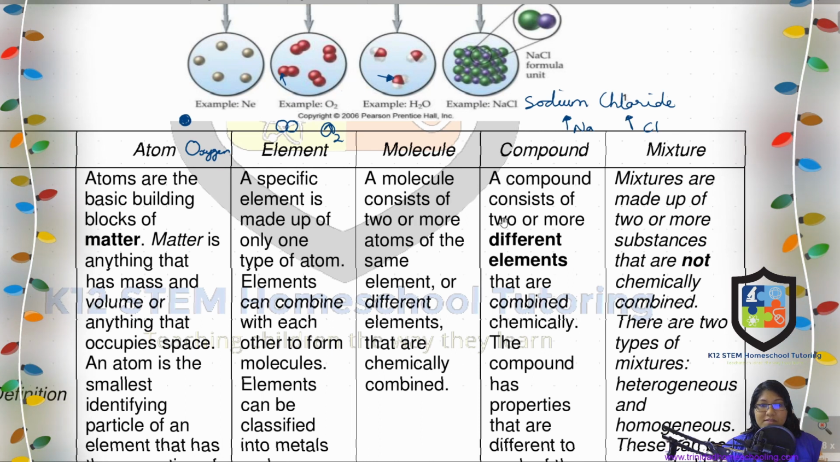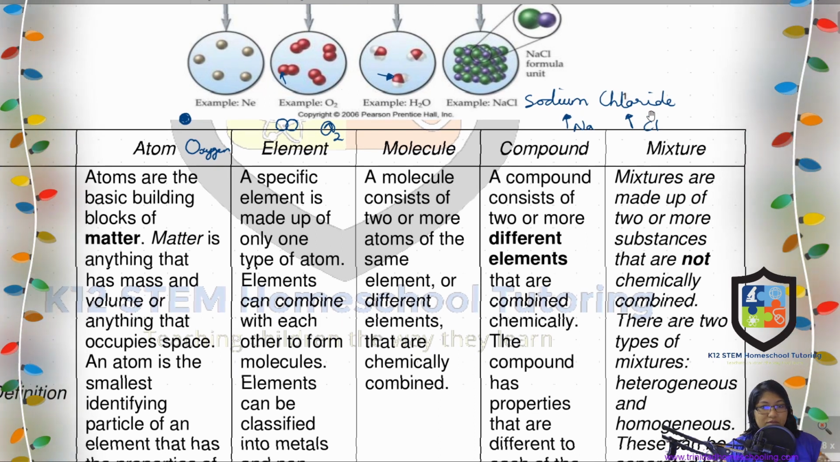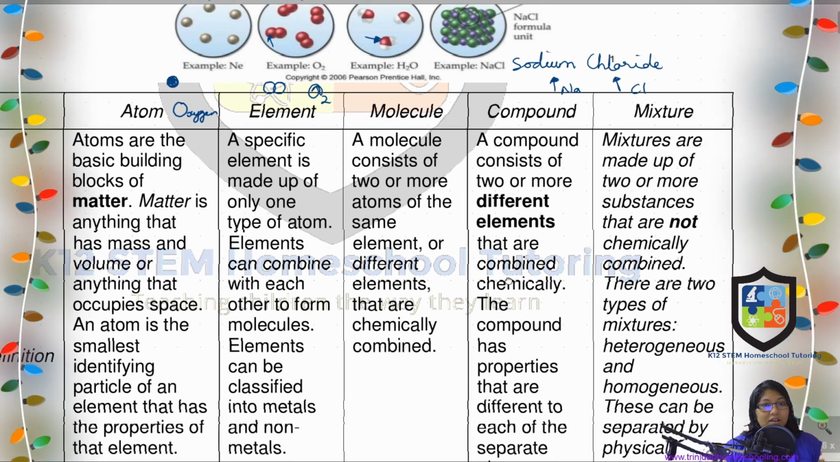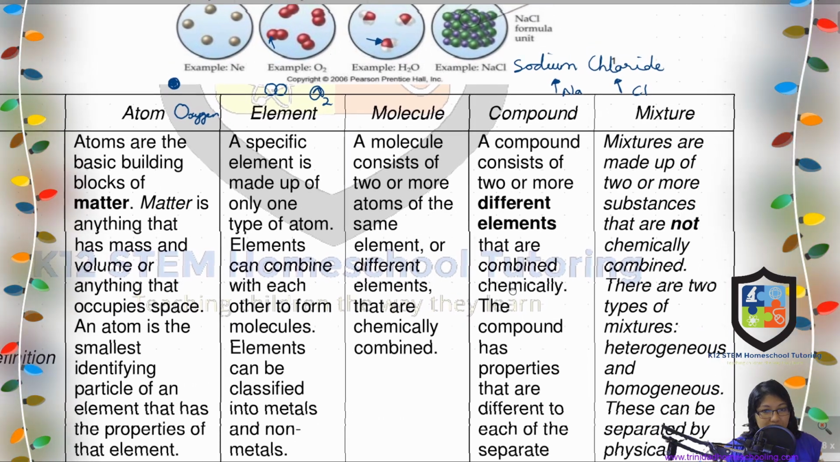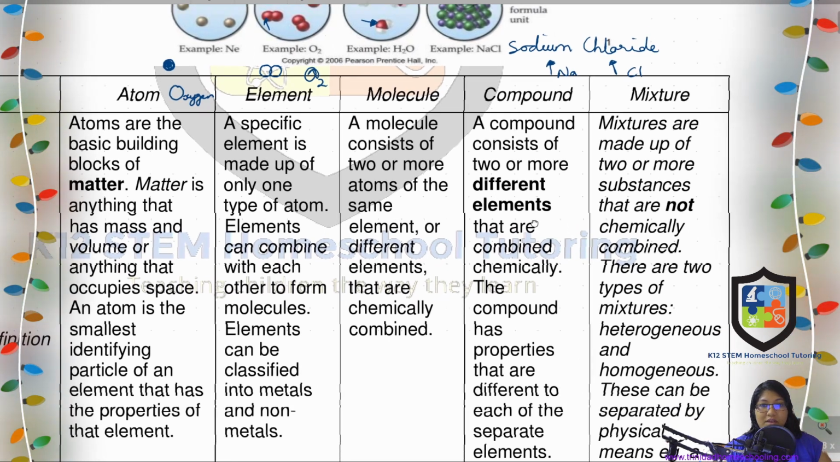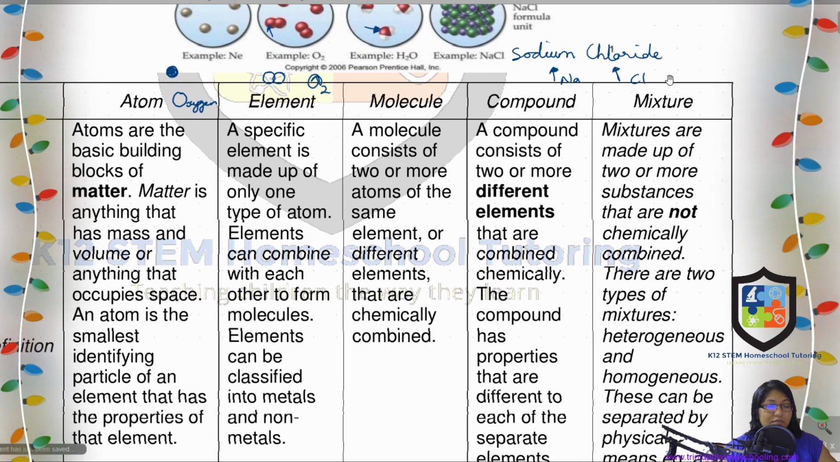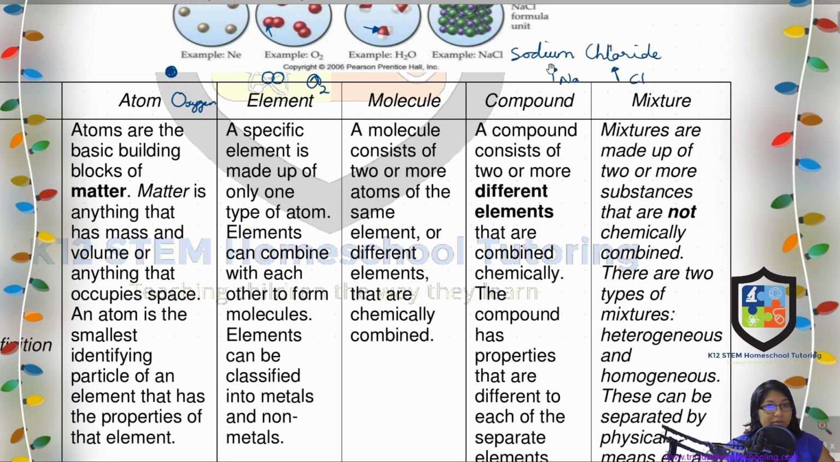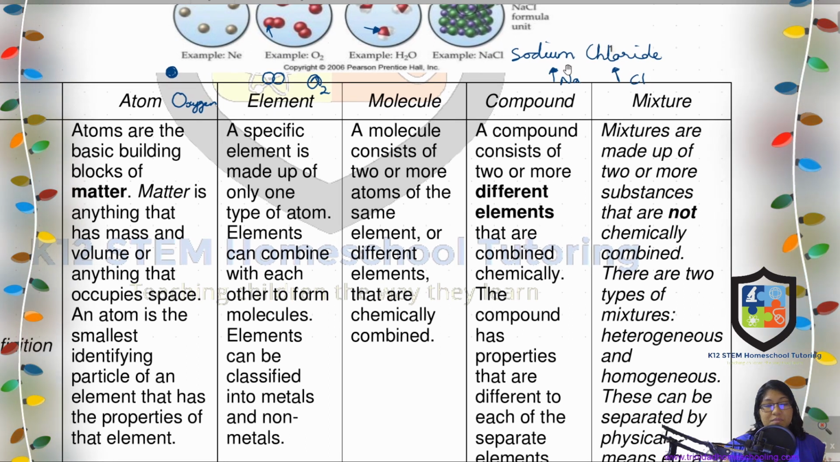The compound consists of two or more different elements. So we have sodium and chloride, right, which are two elements. They are chemically combined, and the resulting compound has properties that are different to each of the separate elements. Okay, so whereas chlorine here would be very poisonous by itself and toxic, when it's combined with sodium, the properties are different. It's perfectly harmless. We use it to cook with.